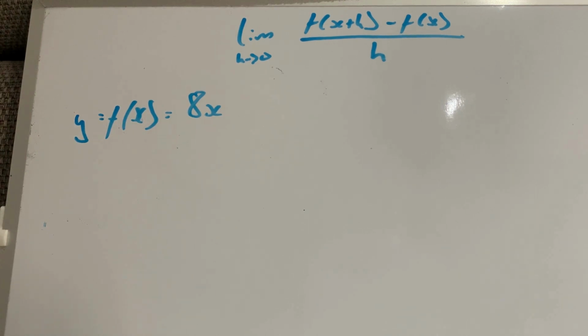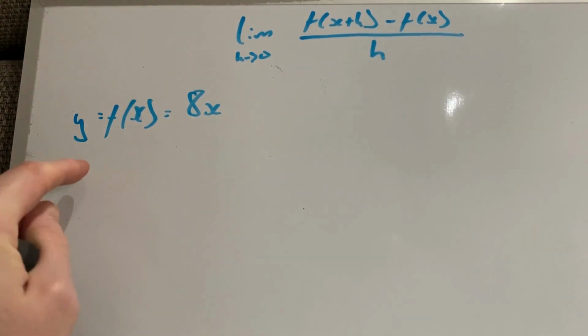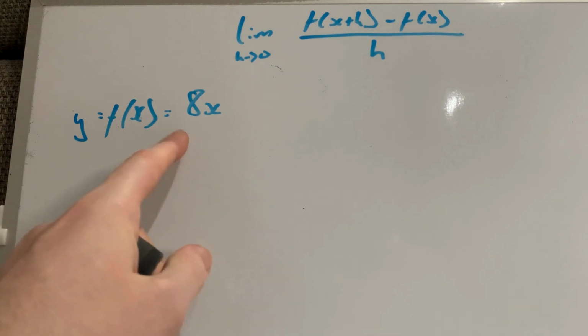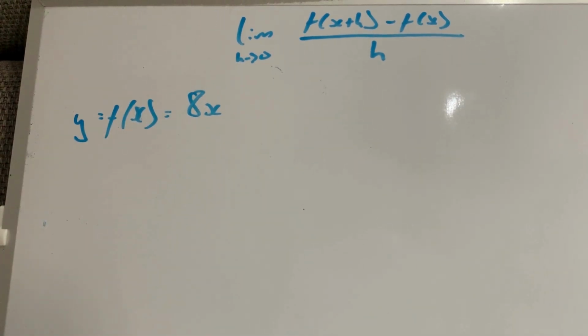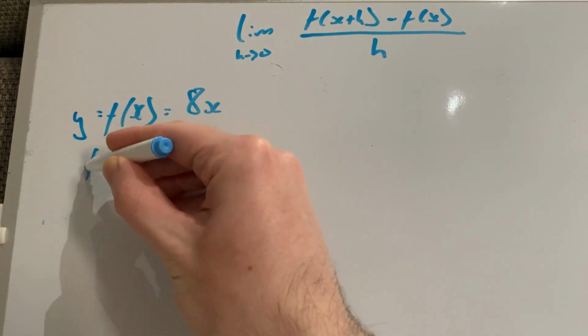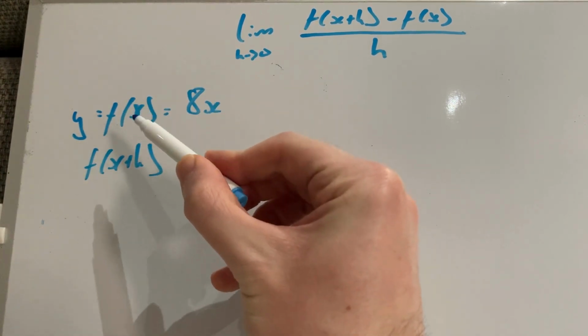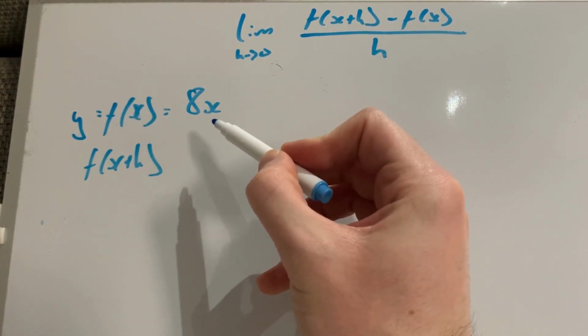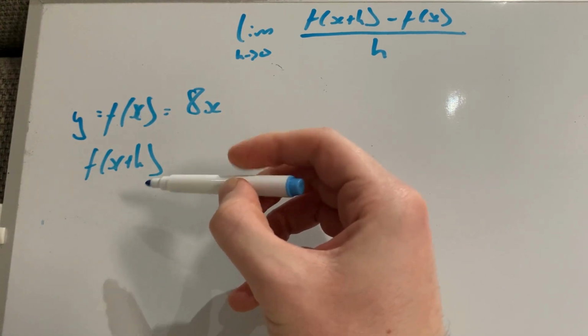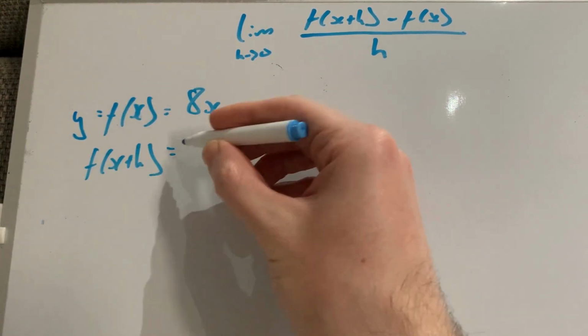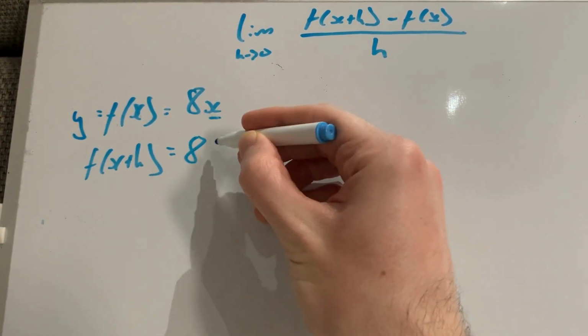So for our first example, we're going to look at finding the derivative of y equals f of x, where f of x equals 8x. To do this, we're going to want to know what f of x plus h is. Just like this function, what it does is you give it a number and it multiplies it by 8. It's the same for x plus h. Instead of writing x, we're going to write x plus h.